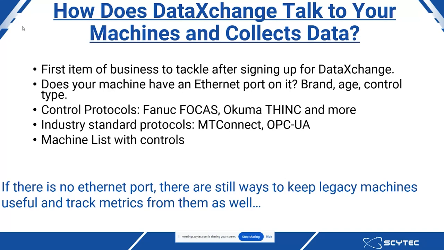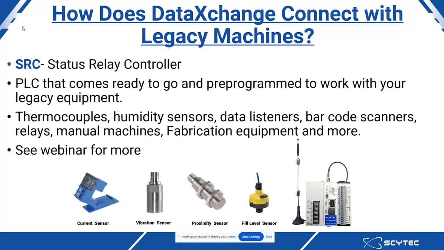So let's say, for example, that you have an older legacy machine that has no Ethernet port on them. You're in luck, because we can still have those kinds of machines privy to all of the benefits of machine monitoring with what we call our status relay controller. And you can see that down there in the bottom right is that thing with the little antenna next to it. The status relay controller is our cost-effective PLC device that can connect to older legacy equipment as well as fabrication machines. And we can also pull information off of sensors.